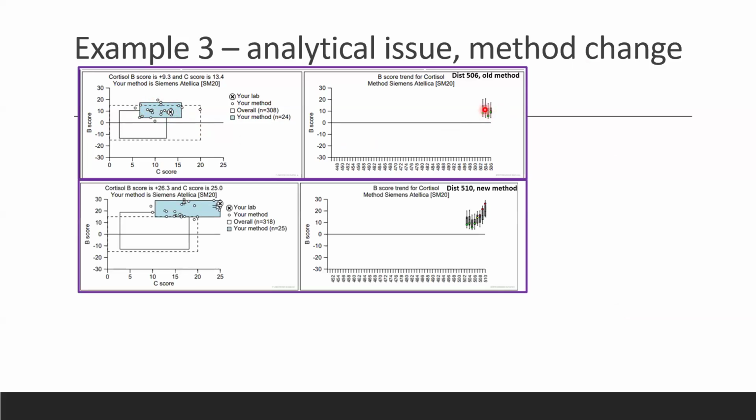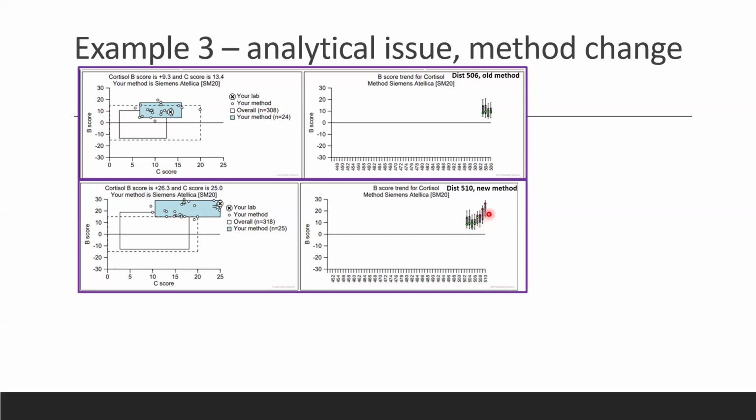A few distributions later, we have a change in method. And this has been from distribution 507, where we started noting a more prominent positive bias. Before the introduction of the new method, the manufacturer informed us that the new method would be introduced shortly, that based on their investigations and method comparisons, the old and the new method compare well, and that based on their studies, no bias was noted.